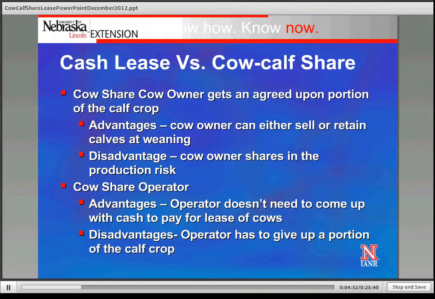And it may be a situation where the operator likes the genetics of those cow herd. They're wanting to maybe build their own cow herd and phase out the owner of those cows over time, and they'd like to maybe retain replacement heifers from this herd. And so it might be their preference to actually lease those cows rather than give up a portion of the calf crop every year.